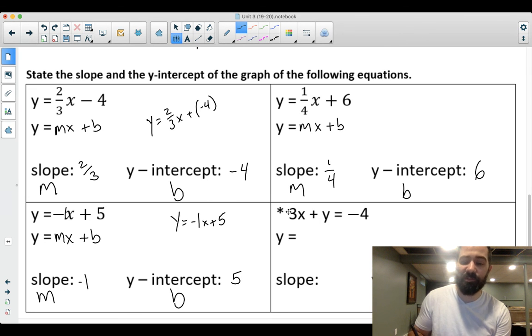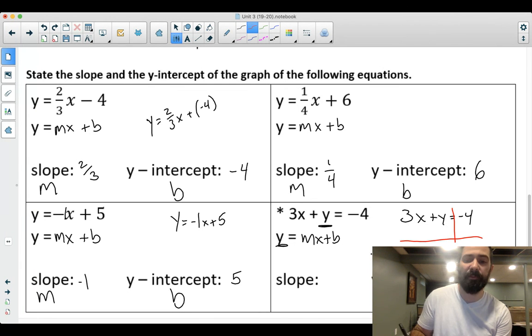And lastly, this one's a little bit more difficult because we don't have y equals mx plus b form. The y isn't by itself. We need to solve it. So we have 3x plus y equals -4. We need to use our solving two-step equations. In this case, it's only one step that we learned in Unit 1. To get rid of this 3x, you have to subtract. This is a positive 3x. You want to subtract it.